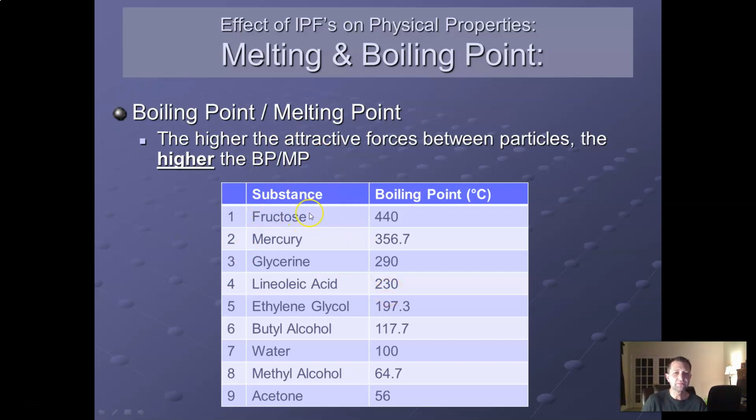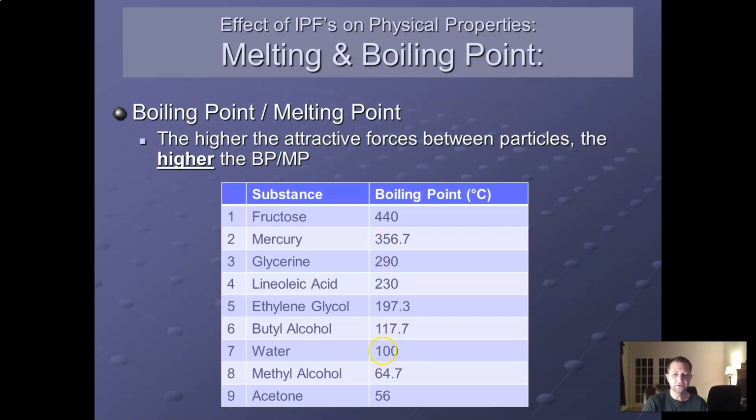So fructose, obviously a type of sugar, has a boiling point of 440, and then you have all the way down here to acetone, which has a boiling point of 56. Fructose is a bigger molecule, okay, more attractive forces there, higher boiling point. Mercury is metallic bonding, which was one of our stronger forces of attraction. Because of those free electrons, that's a high melting point as well. And then, look at water. Even though it has hydrogen bonding, it's still pretty small, right?